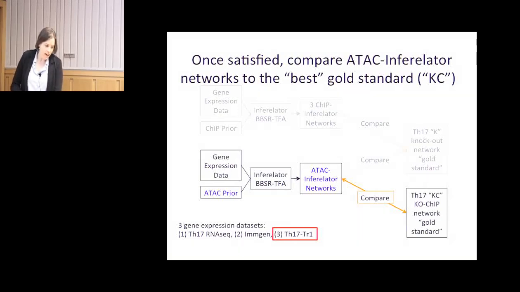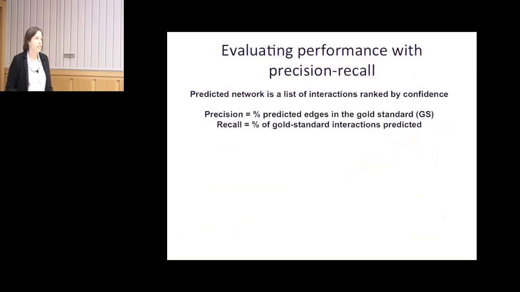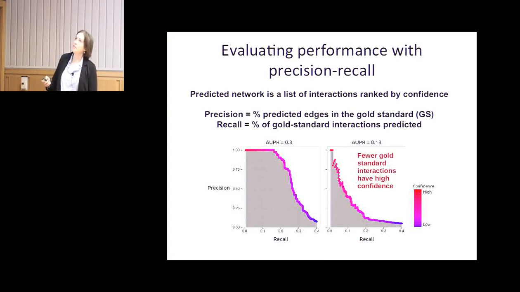And so we evaluated performance in a number of different ways, but the one that I'll show you here is precision recall. Basically, a predicted network is just a ranked list of transcription factor gene interactions. So you can move down this ranked list of interactions and calculate your precision, the percent of predicted edges that are actually in your gold standard. And you can also calculate the recall, the percentage of your gold standard network that you've actually captured at that particular cutoff.